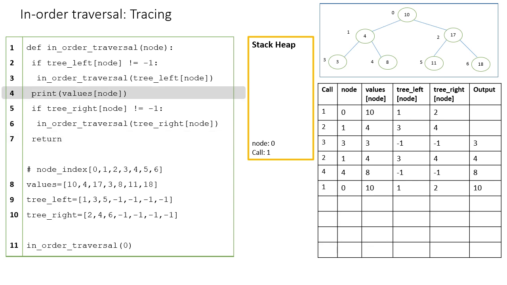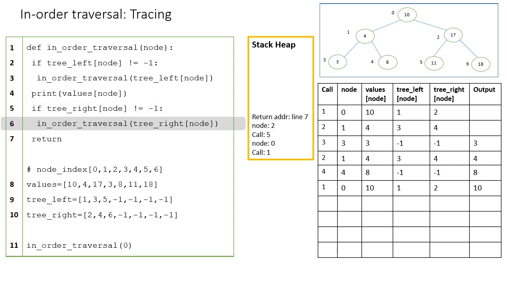In call 1, we return to the output. So we output the value there, which was 10 that was stored there. And we continue within call 1. So if tree right doesn't equal -1, which is true, now we make another call to in-order traversal. This is the 5th call to in-order traversal, and we're using the node value of 2.